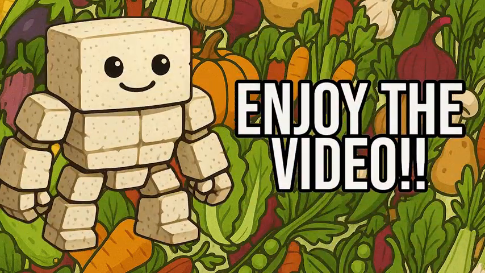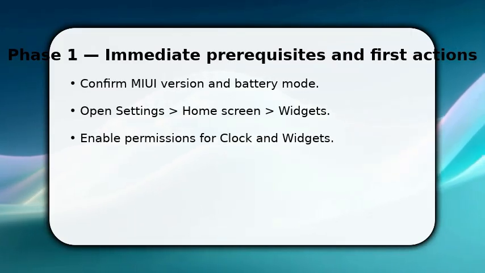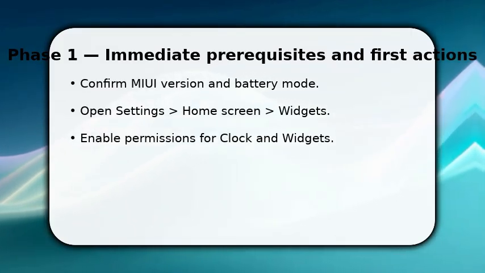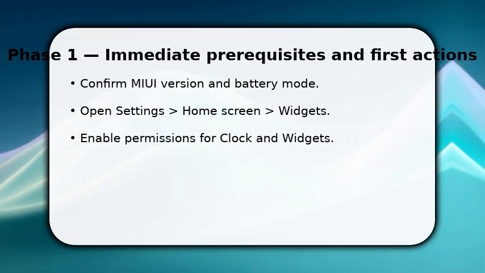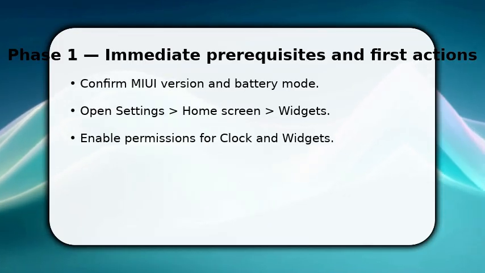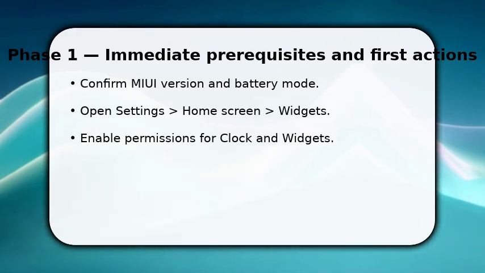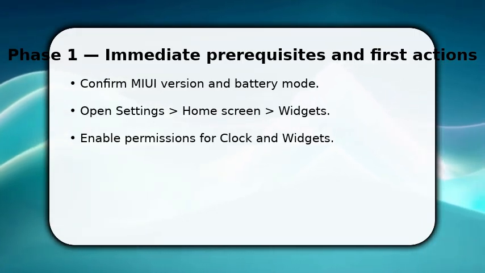Please enjoy the video. You start by confirming MIUI and permissions so widgets work reliably. Open Settings, then Home Screen. This gets you to the widget controls. Once done, grant clock and widget permissions if prompted so updates and taps function. You want the system to allow overlays and background refresh, otherwise the clock may freeze.